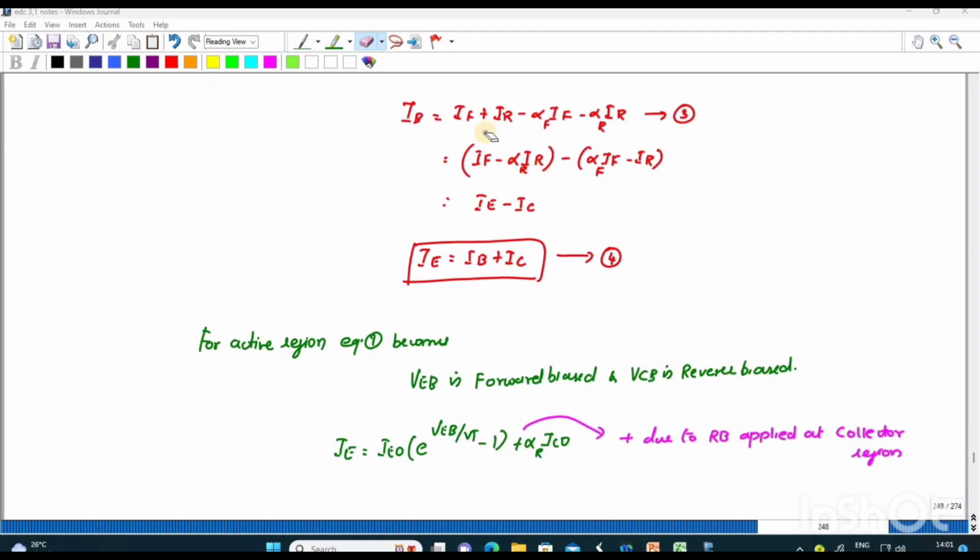So in that I can take IF common. I can write IF minus alpha R IR minus alpha F IF minus IR. What is IF minus alpha R IR? It is IE. Alpha F IF minus IR is IC. So I can write IE is equal to IB plus IC.